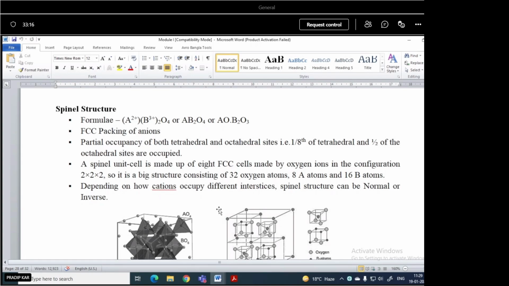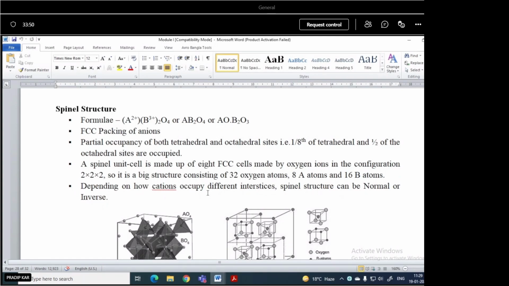This is the special structure for this type of oxides, AB2O4 or AO·B2O3. Depending on how the cations occupy different interstices, the spinel structure can be normal or inverse. So two types of spinel structure are possible. Either it may be normal or it may be inverse, depending on how the cations occupy.